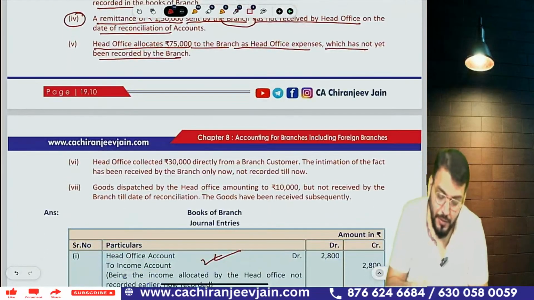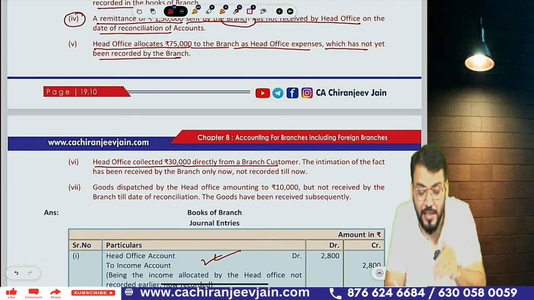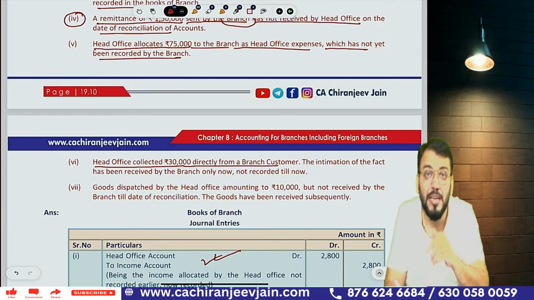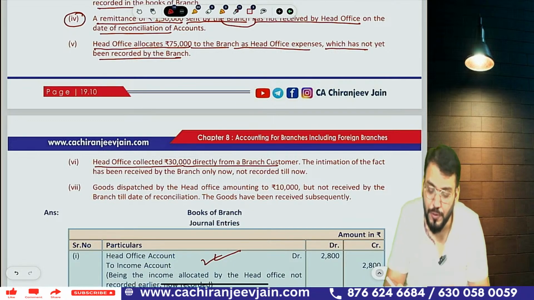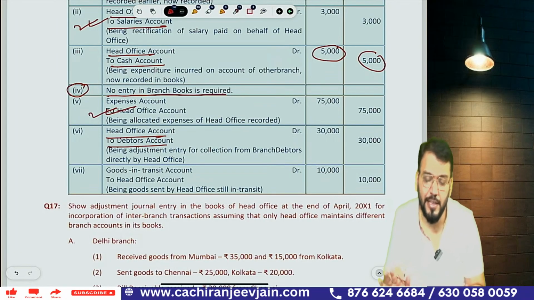Then head office collected 30,000 directly from a branch customer. So the branch customer balance will decrease, but the cash is received by head office. What journal entry will be done in the branch? Head office account debit to branch customer. You can see head office account debit to debtor account or to branch customer. Both are correct. Okay, sir.